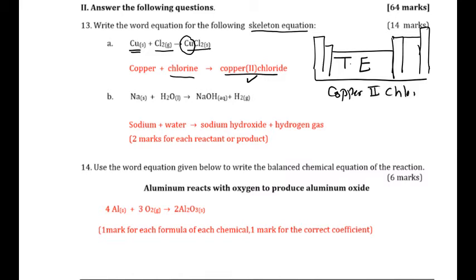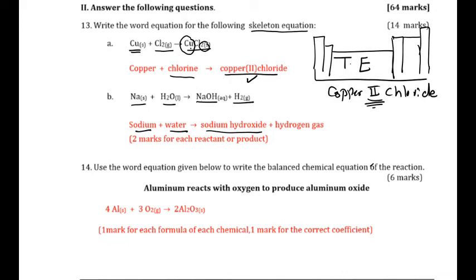This is because transition elements often have so many valences. So to show the correct valence or the correct oxidation state, you should show it when you write the word equation. So here copper has a valency of 2, so we should write copper 2 chloride. In this reaction, Na plus H2O gives NaOH plus H2. So Na is sodium, H2O is water, NaOH is sodium hydroxide and hydrogen gas.